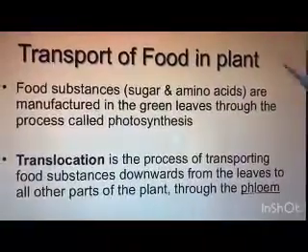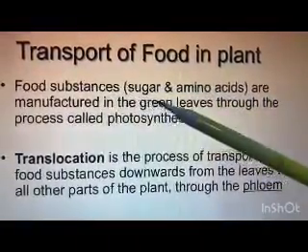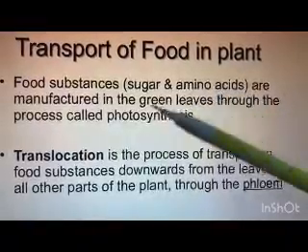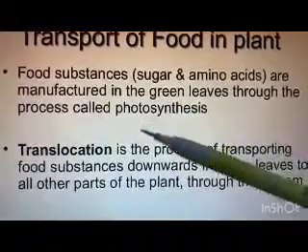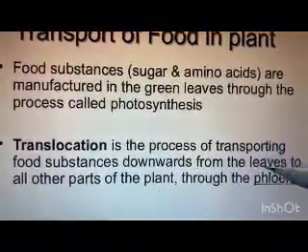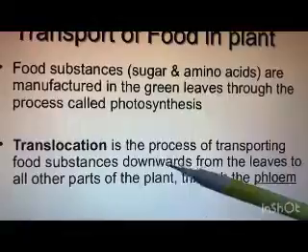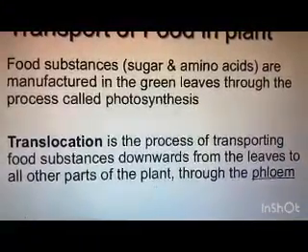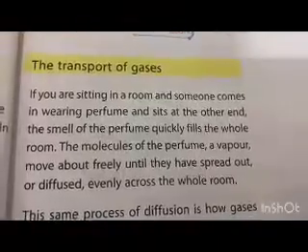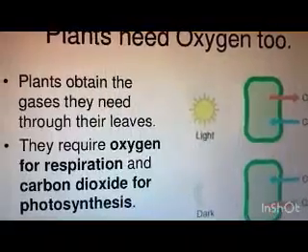Transport of food in plants. Food substances such as sugars and amino acids are manufactured in the green leaves through the process called photosynthesis. Translocation is the process of transporting food substances downwards from the leaves to all other parts of the plant through the phloem. Now, the transport of gases: plants need oxygen too.